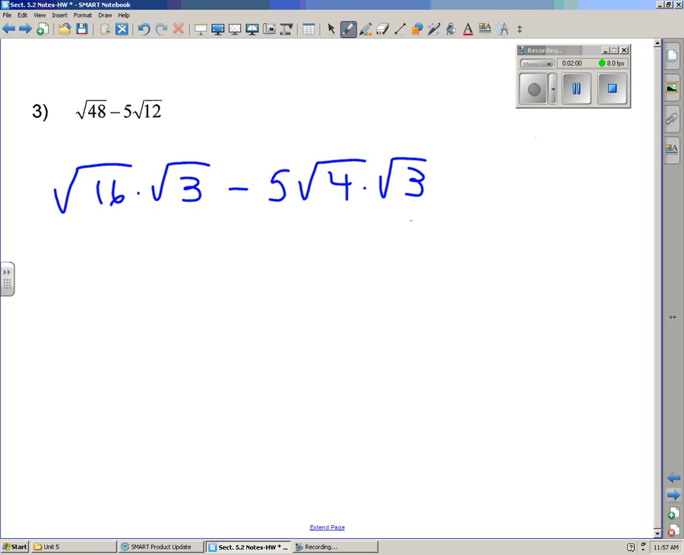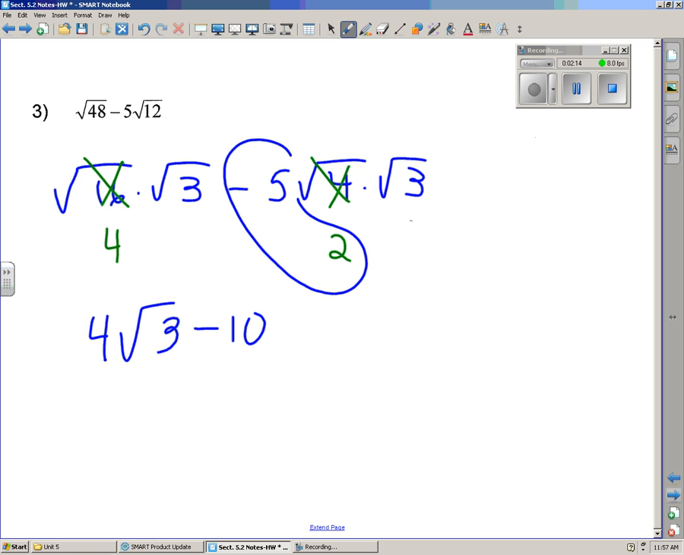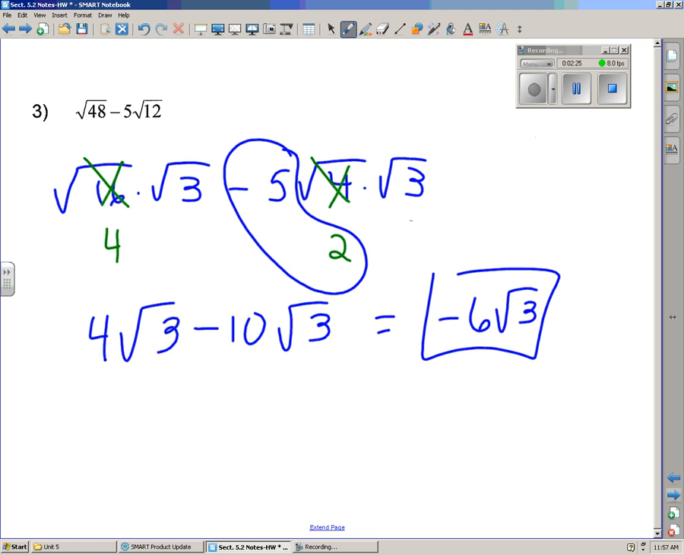Well, 16 is a perfect square. 4 comes out. 4 is a perfect square. 2 comes out. And then what we have here is 4 radical 3 minus 10, right? You got to multiply these guys, minus 10 radical 3. You do have like radicals. 4 take away 10 is negative 6, and we're still talking about the radical of 3.